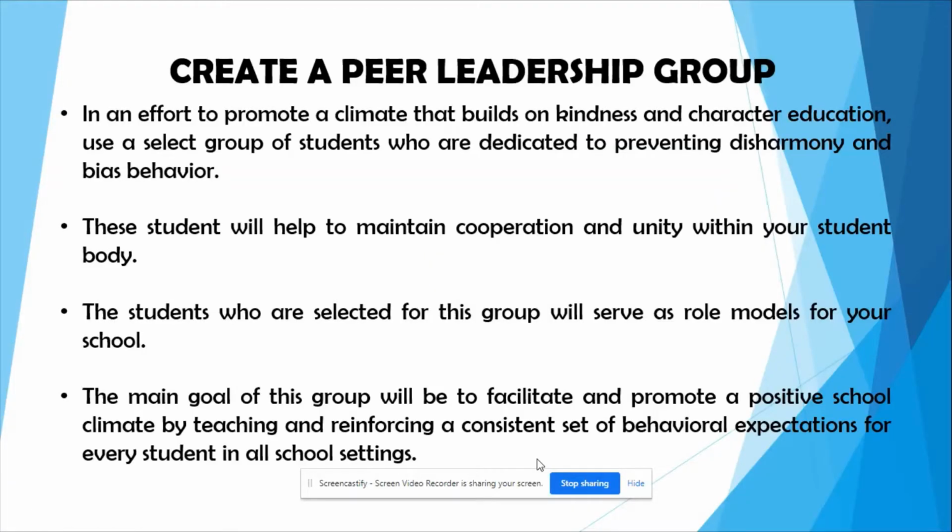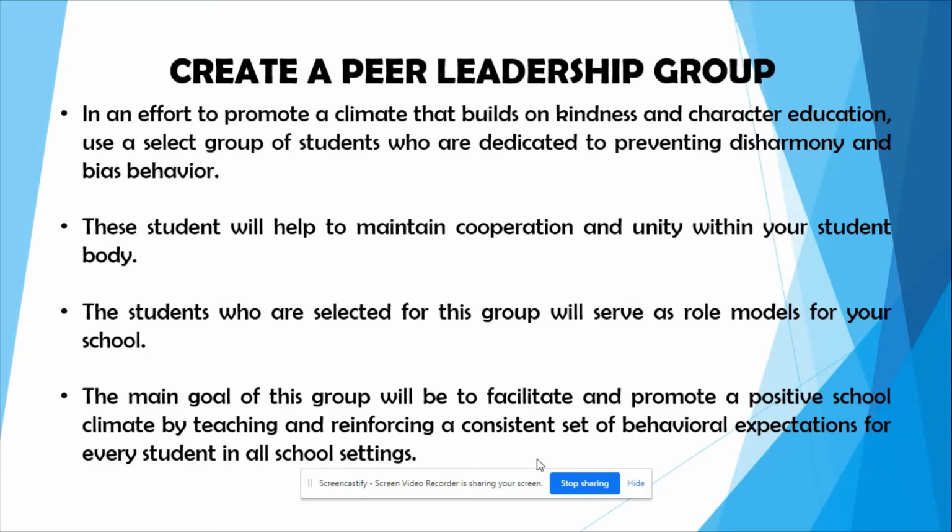In an effort to promote a climate that builds on kindness and character education, you have to select a group of students who are dedicated to preventing disharmony and biased behavior. But who do you select? Maybe you can have teachers nominate students. That's what we do. We have students from all walks of life. The gifted students, the special needs students, the actors, the jocks, and everyone in between.